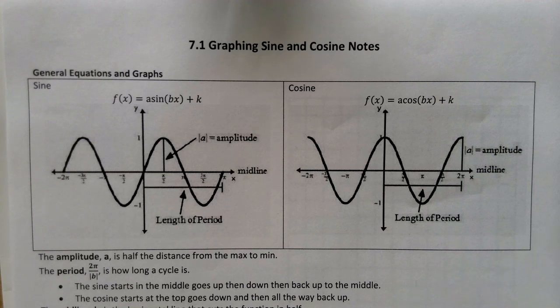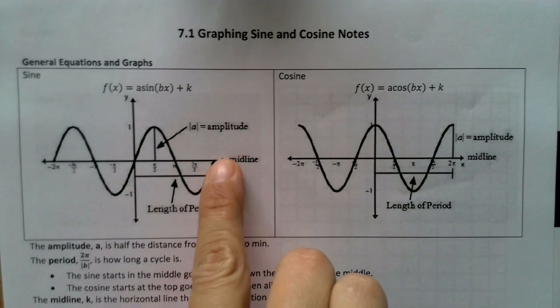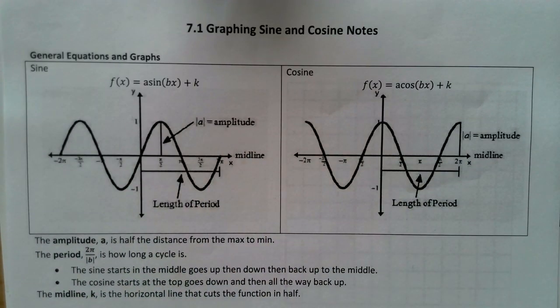Alright, in chapter 7 we are going to be graphing the trig functions without a calculator. So today in 7.1 we're going to graph sine and cosine without a phase shift. That will make more sense in 7.2 when I show you how to do that. So two of the things I want to show you right now is that these are your basic functions and graphs for sine and cosine.